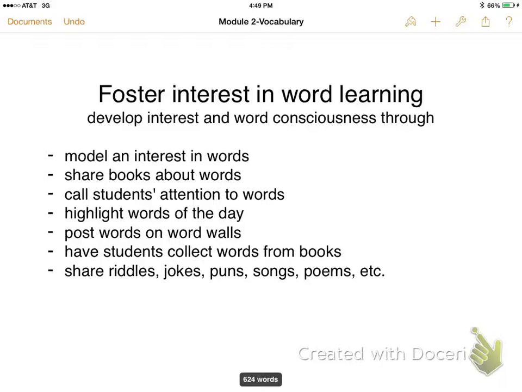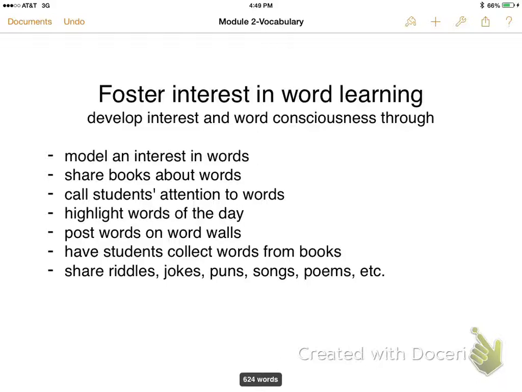Find them, search them out. I think in your text there's a page with different kinds of books that you could choose that have to do with words. Call students' attention to words. Hey, look at this word. Isn't this interesting? Wow, look at the way this works. Highlight words of the day.